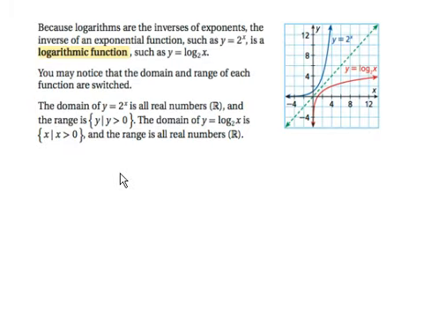Because logarithms are inverses of exponents, the inverse of an exponential function, for example y equals 2 to the power of x, is a log function, y equals log base 2 of x. You could plug both of these into a graphing calculator and graph them, and this is what it would look like. If you remember when we talked about inverse functions, we said they are a reflection across the y equals x line, this diagonal line. You can see here, this is my exponential function, and this is my log equation there.